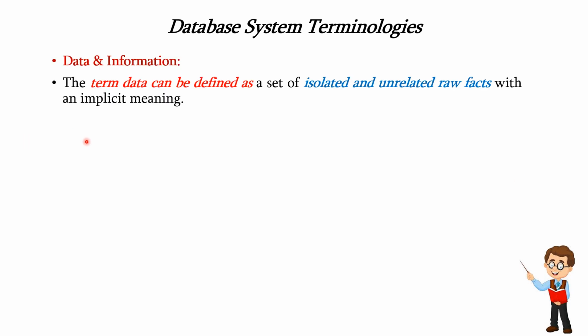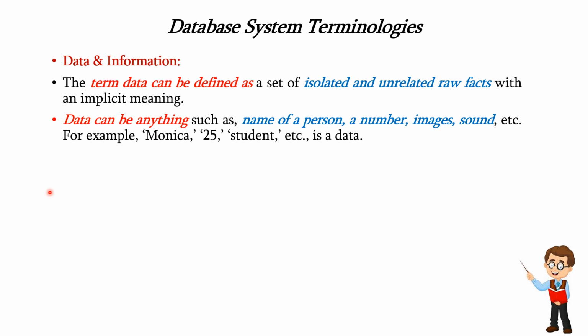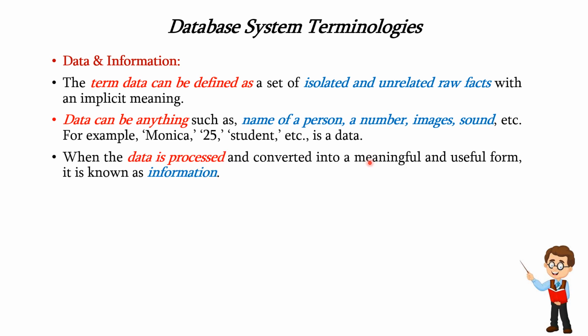Data and information. The term data can be defined as a set of isolated and unrelated raw facts with an implicit meaning. Data can be anything such as name of the person, a number, images, sound, etc. For example, Monica, 25, student, etc. is data. When data is processed and converted into a meaningful and useful form, it is known as information.